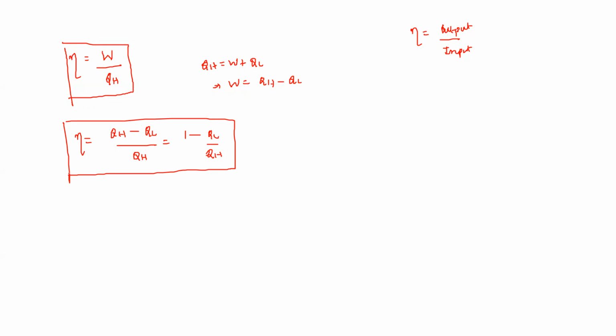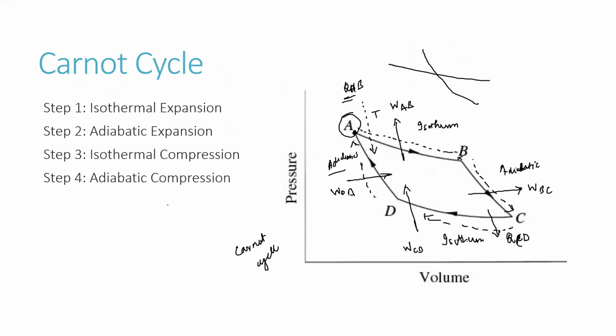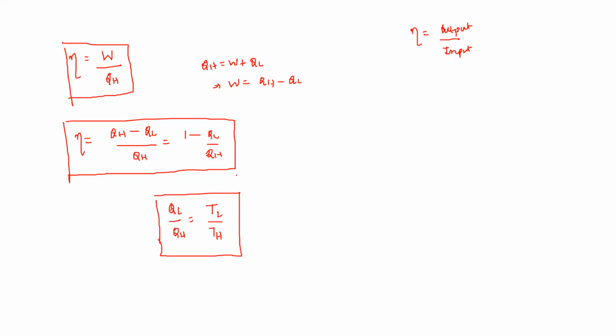For an ideal Carnot engine, considering all these processes that are taking place, we'll have QL by QH equal to the temperature of the low temperature reservoir over the temperature of the high temperature reservoir. We can easily derive this by using the equation of state for all these processes, so we'll not go into that. So finally, eta max, that is eta for a Carnot engine, is equal to 1 minus TL by TH.